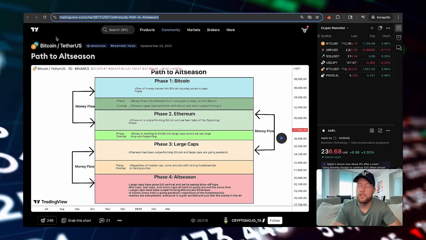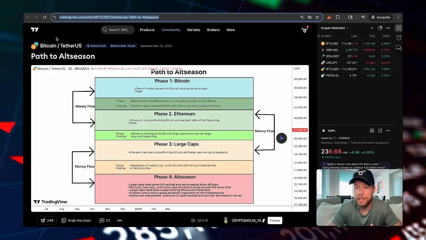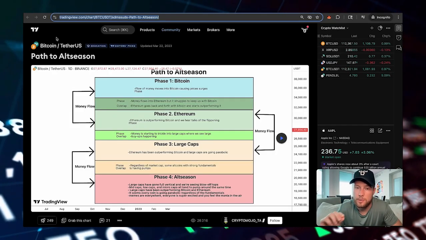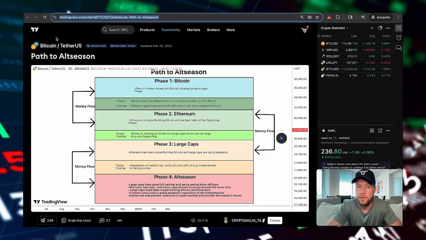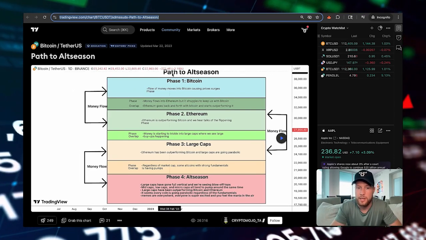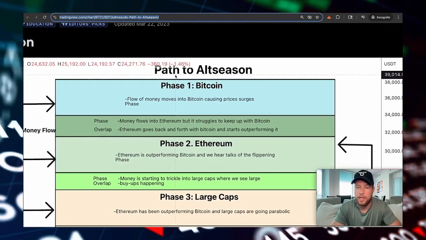Now, this is important to understand because this is typically how the path to alt season goes. And you guys have seen this many times, but this is a nuanced point, and the reason why you want to watch throughout the rest of this video is to truly understand what's about to happen next. Because phase 1 is always Bitcoin, right? Money flows into Bitcoin, causing price surges.